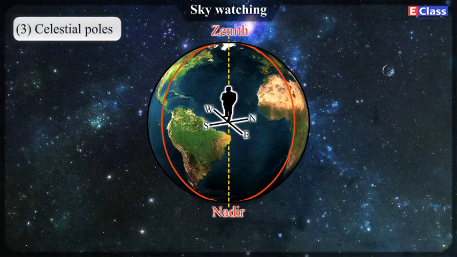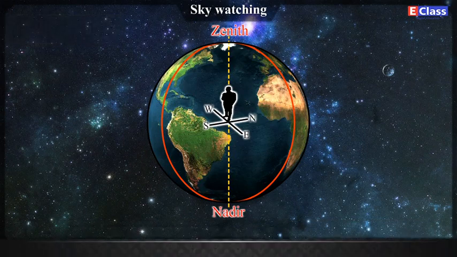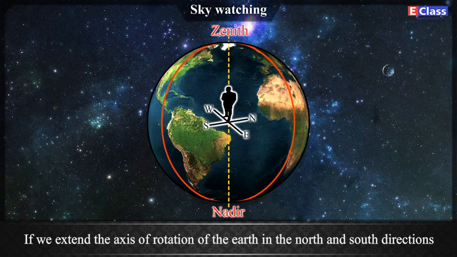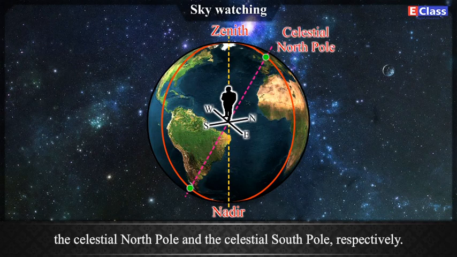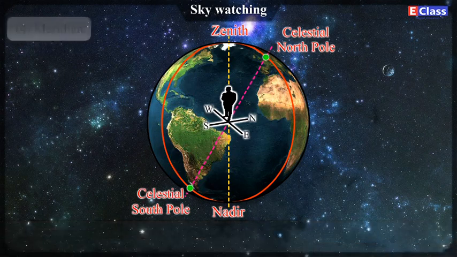3. Celestial poles. If we extend the axis of rotation of the Earth in the north and south directions, it will penetrate the celestial sphere at points called the celestial North Pole and the celestial South Pole, respectively.